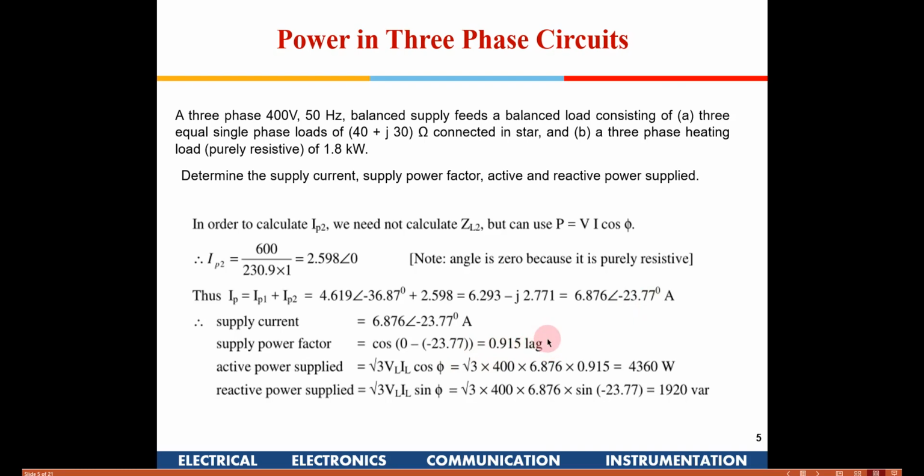Once you get the power factor, now the active power supplied. We can use either of these formulas, 3 times V phase into I phase, or root 3 times VL into IL cos phi. So there are two formulas, right? Either of them we can use to compute the power. Now if I do root 3 VL into IL, instead of cos phi, if I put sin phi, then I get the reactive power.